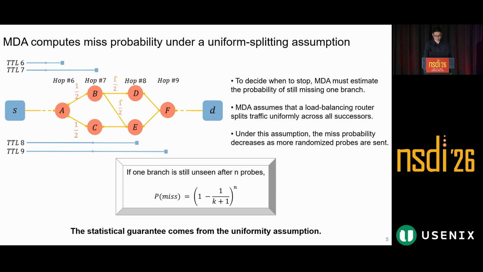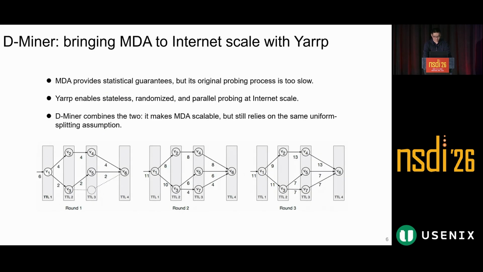But the original traceroute-based MDA is still too slow for internet-scale measurement. That is why dminer later combines MDA with YARP so that the same idea can actually scale to the internet. These slides explain what dminer adds on top of classical MDA. MDA already gives a statistical guarantee, but is too slow to run at internet scale. YARP makes probing fast because it is stateless, randomized, and parallel. dminer combines the two. It keeps the MDA logic, but uses YARP to make internet scale probing practical.